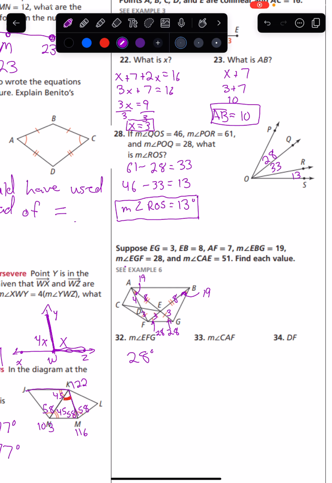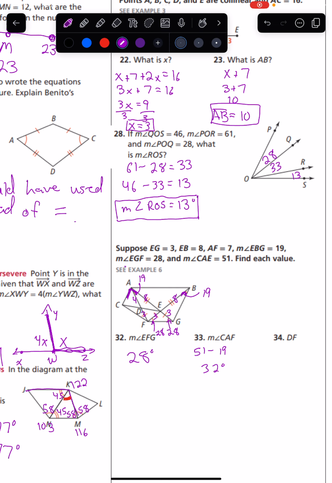Number 33, the measure of angle CAF. Well, we know that the measure of angle CAE is 51 degrees. We didn't write that in there, but this angle right here is 51 degrees, and we know part of it's 19. So we can do 51 minus 19, and that's going to give us 32 degrees.